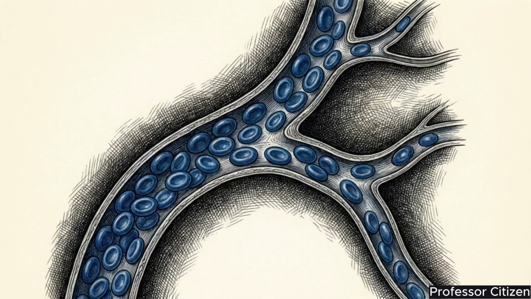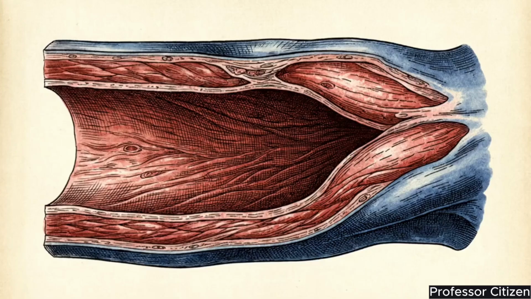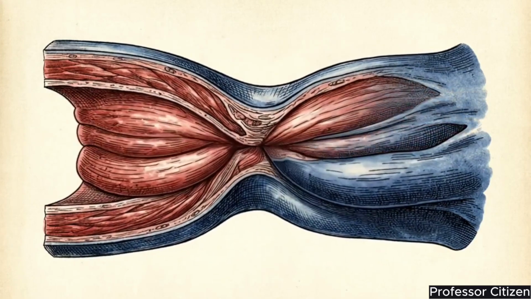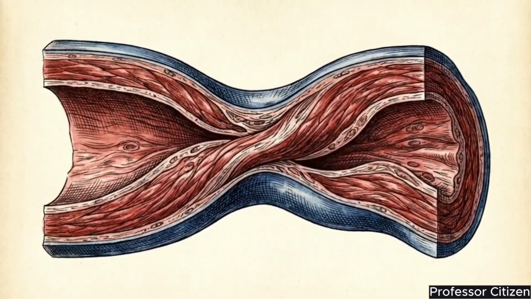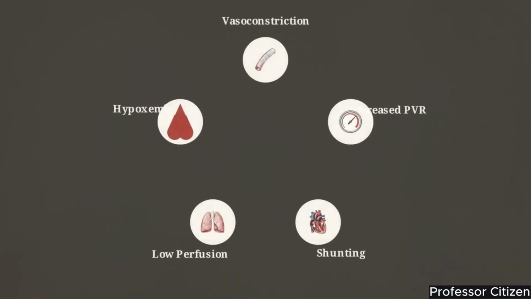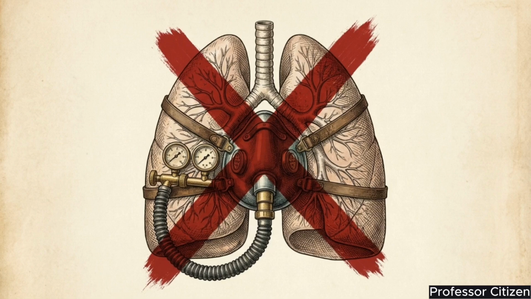This initial right-to-left shunting strips the systemic circulation of oxygen, creating profound hypoxemia. That resulting hypoxemia then acts as a powerful physiological trigger, causing the pulmonary vessels to physically constrict even tighter. A self-reinforcing cycle takes hold. The progressive vasoconstriction continues to raise pulmonary vascular resistance, which increases the right-to-left shunting, decreases pulmonary perfusion, and severely worsens the hypoxemia. Managing PPHN is not accomplished by simply forcing oxygen into the infant's lungs.